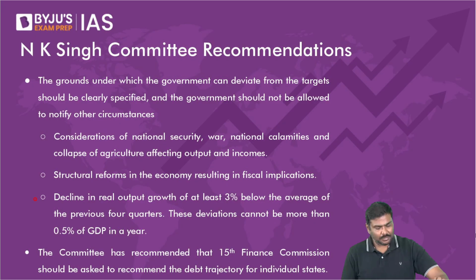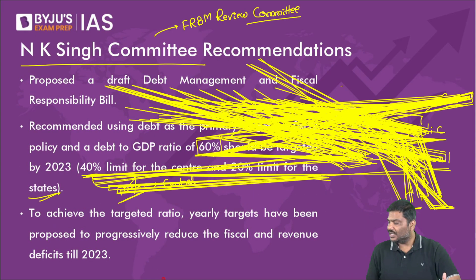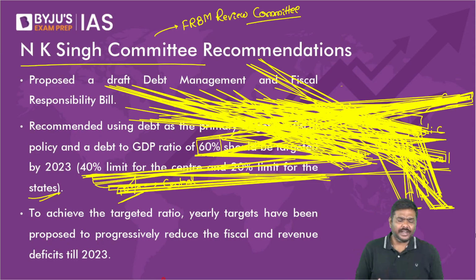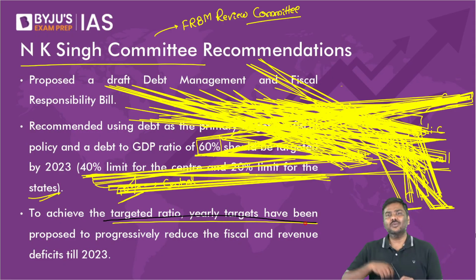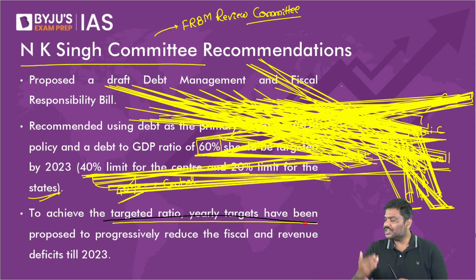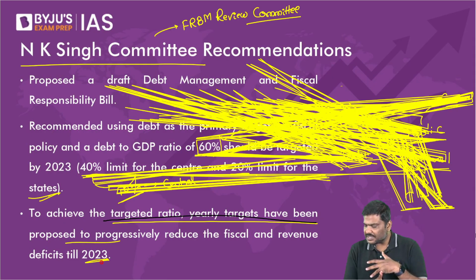These are the recommendations of the committee to reduce the RD, FD, as well as the debt of central government as well as state governments. Now, apart from this, the committee also recommended that to achieve the target, annual reduction targets should be given to the central government. By 2023, the target is 38.7%, 2.5% as well as 0.8%.